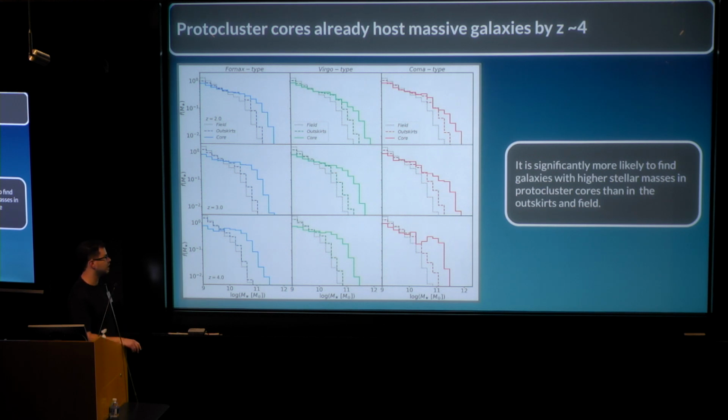And we can see that even at redshift 4, in the top bottom panel, the protocluster core already hosts massive galaxies. So this is the main reason that we obtain those trends.